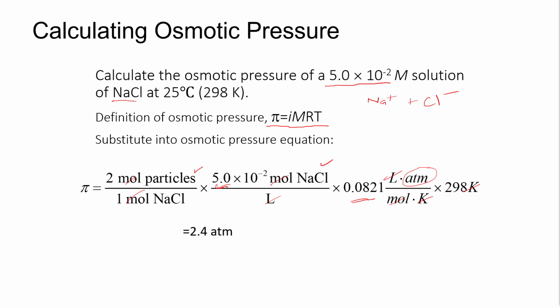So if I don't want the liquid, the solvent, to flow into the solution, then I need to apply a pressure of 2.4 atmospheres, and that will keep the solvent from flowing through the membrane. That's why it's important.